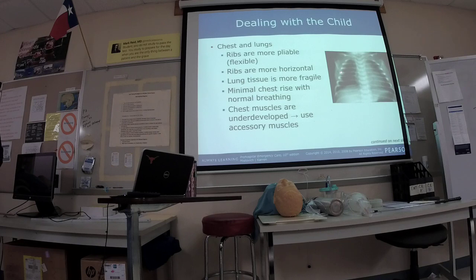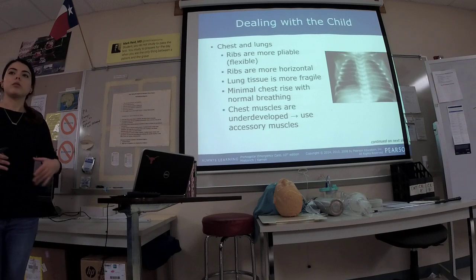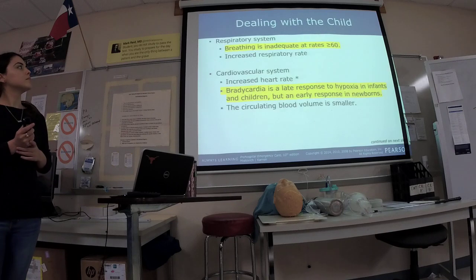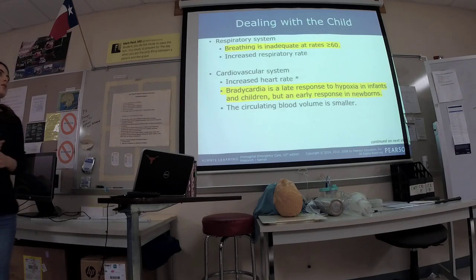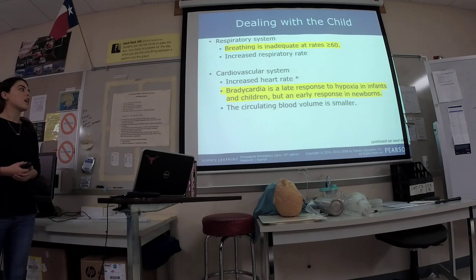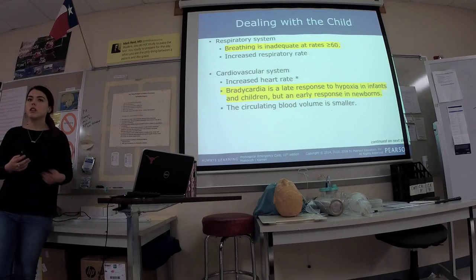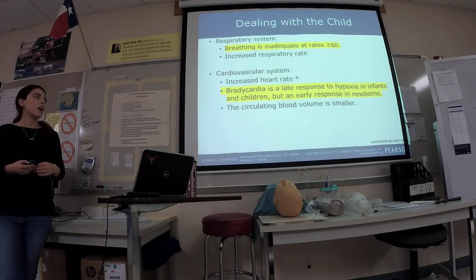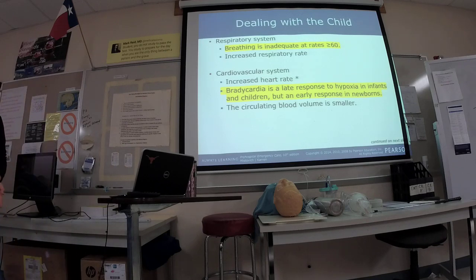Also, you can see in the picture that the ribs are a lot more horizontal. So this is why you see a lot of chest breathing in children, or abdominal breathing. So respiratory system and cardiovascular system, like we talked about before, it's going to be increased. But bradycardia is going to be a late response in children that are hypoxic, but it's an early response in newborns. So whatever I have highlighted is the important part of it. Don't feel the need to write everything down.